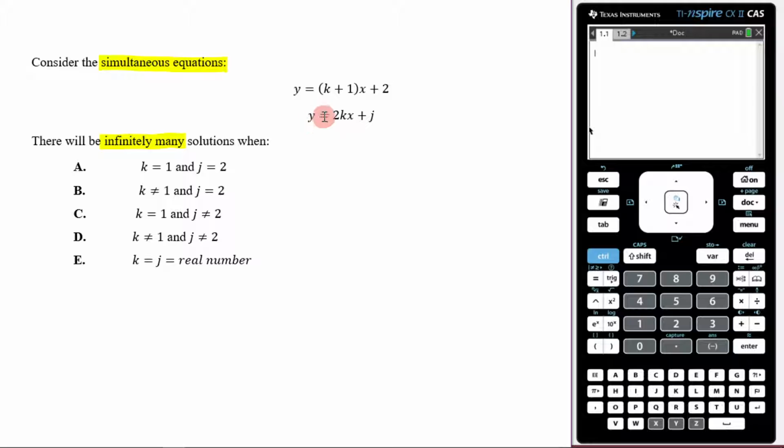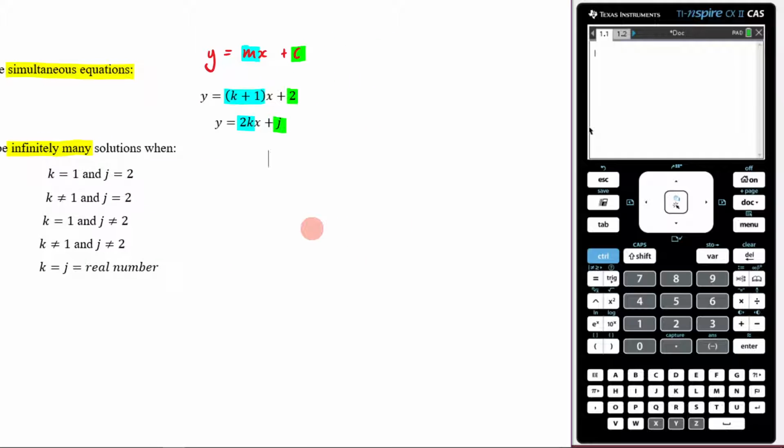We've been given two lines here, and hopefully you can see that these lines are in the form such that we've got y is equal to mx plus c. So as you can see here, my m value is my gradient, so it would correspond to that and that. And my c value is the y-intercept, and it corresponds to 2 and j. Now, for two things to have infinitely many solutions, what does that mean? What does it mean for two things to have infinitely many solutions?